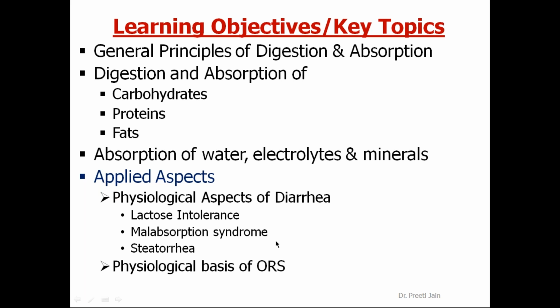Okay, so these are the learning objectives or the key topics: the general principles of digestion and absorption, then the digestion and absorption of the nutrients, in which you have the carbohydrates, proteins, and fats, absorption of water, electrolytes, and minerals, and then we have applied aspects, in which you have the physiological aspects of diarrhea. And here at your level, you should know about lactose intolerance, the malabsorption syndrome, steatorrhea, and one I have already introduced to you is celiac disease, which again is a part of diarrhea, right?